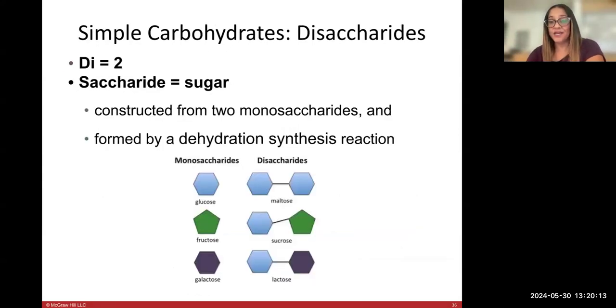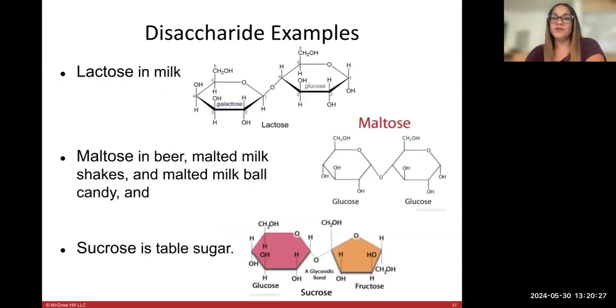Disaccharides, again, prefix di means two, saccharide means sugar. They're constructed of two monosaccharides. They are formed by a dehydration synthesis reaction where we pull out that water molecule so the two singles can become a double. So lactose in milk is a disaccharide. Maltose in beer, malted milkshakes, and malted milk ball candy like Whoppers. And then sucrose, table sugar. These are all disaccharides.